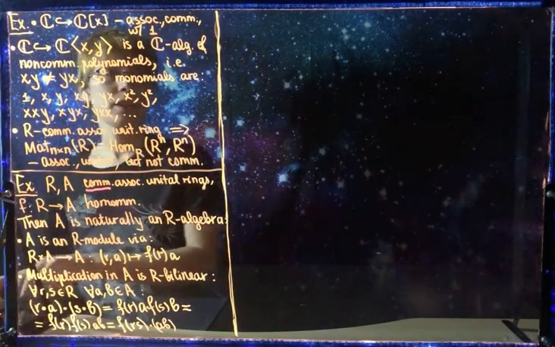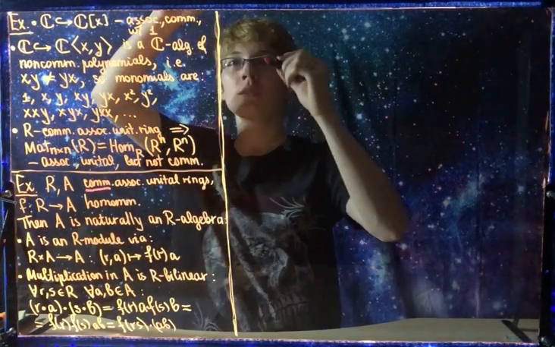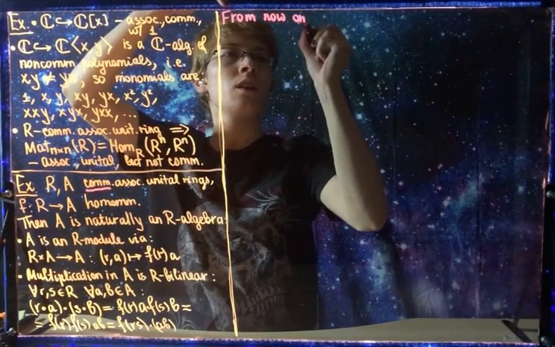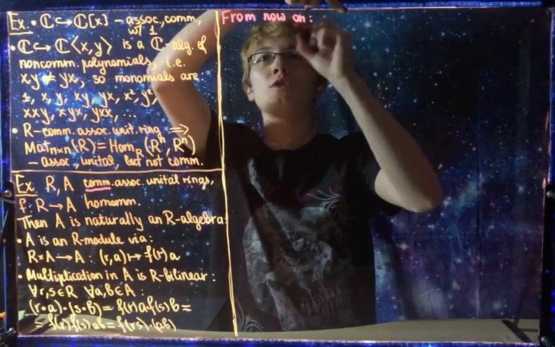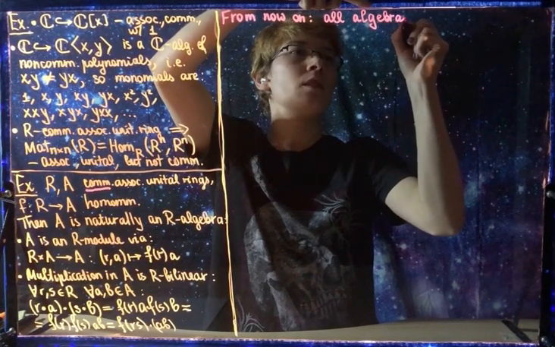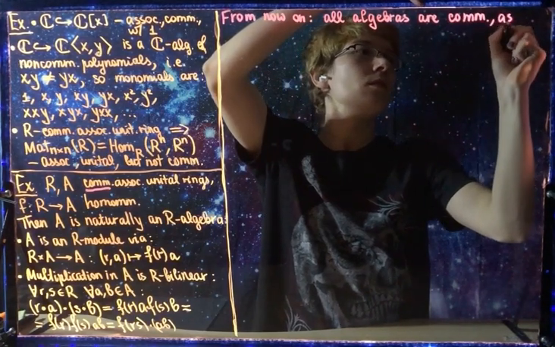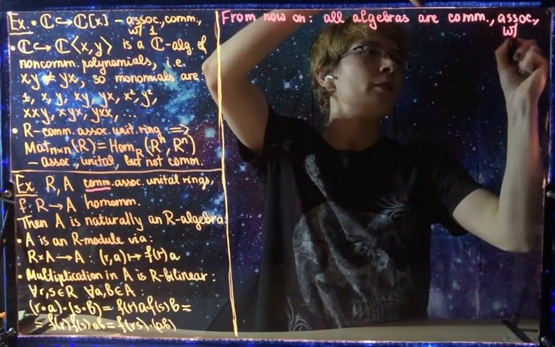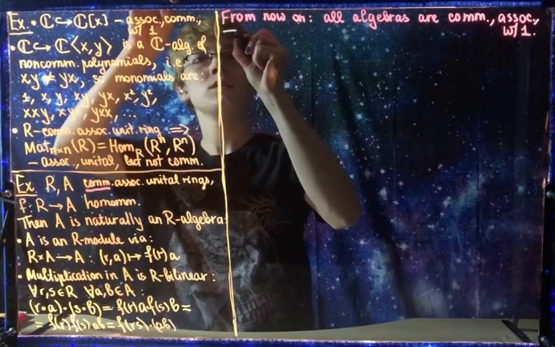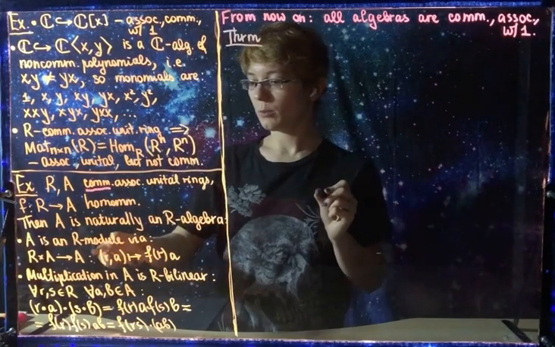But what is more, if we restrict ourselves to just commutative associative unital algebras, so from now on, we assume that all algebras as well as rings are commutative, associative, and with unit, then in this world, all R algebras come from this construction.